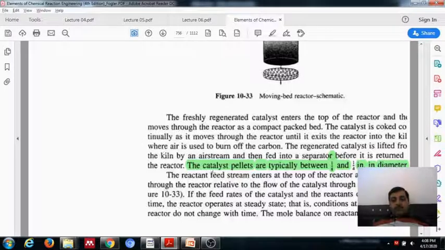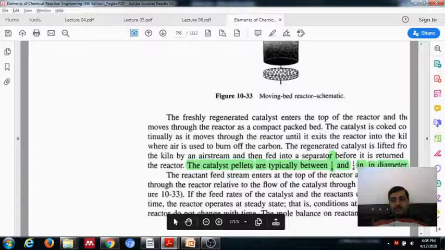Point to be noted here. Catalyst pellets are typically 1/8 to 1/4 inch in diameter. If you want to put it in mm, 25 mm is 1 inch, so roughly 3 to 6 mm. That is what we are talking of as the particle size.